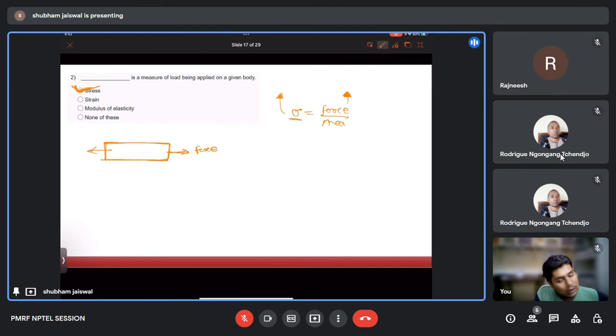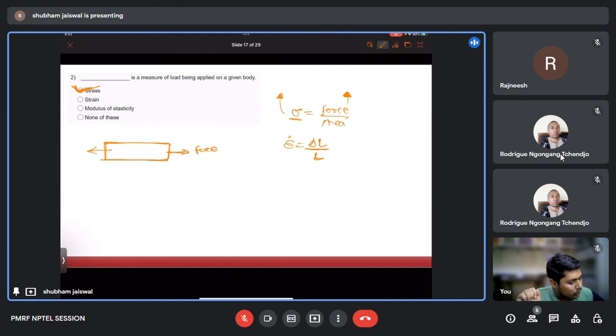If we consider strain, it is change in length upon original length. So it does not talk about the load. But as we are applying a load, there will definitely be a strain, and to compensate for the applied force, stress will be induced in the material. So the measure of the load being applied on the body is stress.